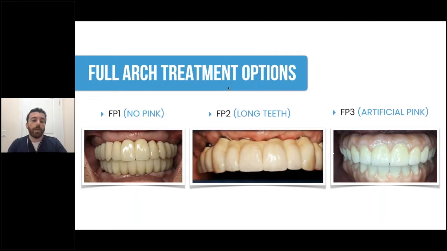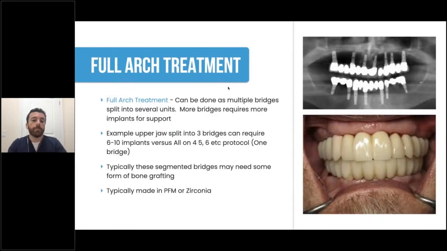So most of the cases in All-on-X tend to fall into the FP3 classification, although there are cases where you can go to crown and bridge style treatment as well. Like I mentioned, for full arch treatment, you can split up your treatment into multiple bridges. So you can have segmental bridges. You can have, for example, in the upper jaw, bridges split up into different smaller units.